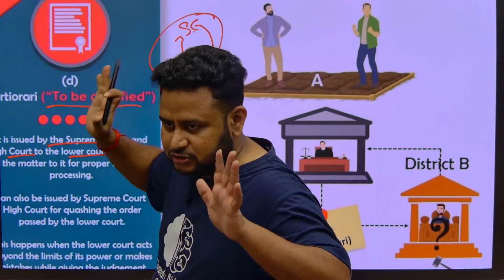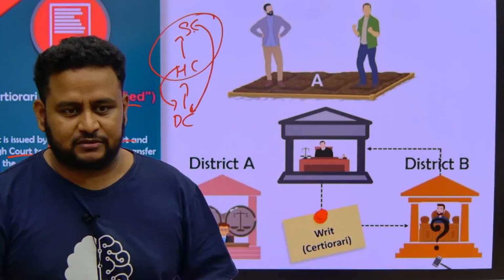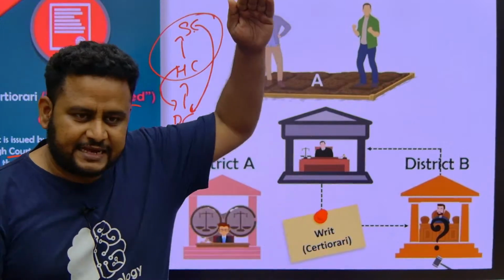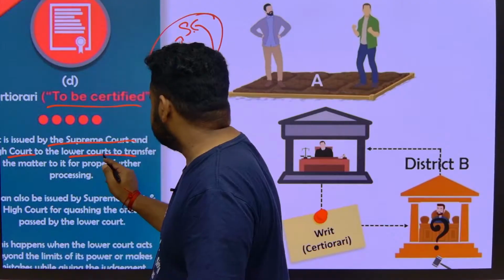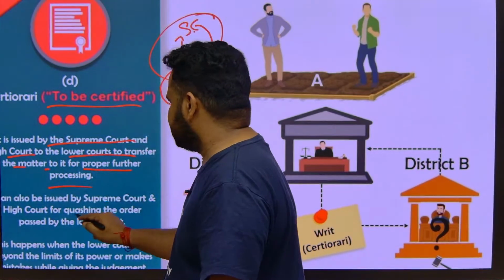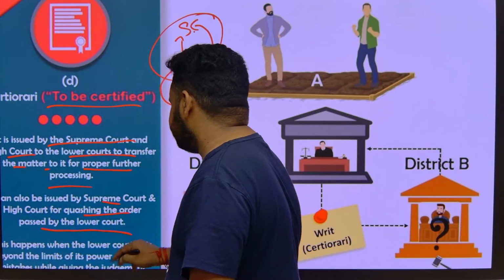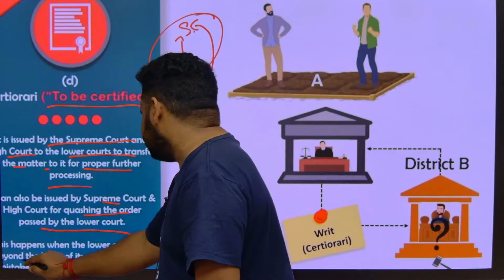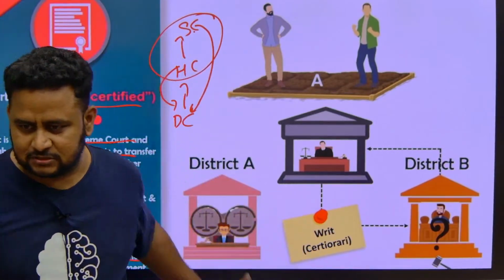Certiorari and also prohibition are issued by the higher judiciary to the lower judiciary. These two writs are issued by higher courts to lower courts. Why are they issued? One thing is that it is issued to transfer the matter for proper further processing. It can also be issued by the Supreme Court and High Court for quashing the order passed by the lower court, when the lower court acts beyond the limits of its power. I will explain in simple terms.